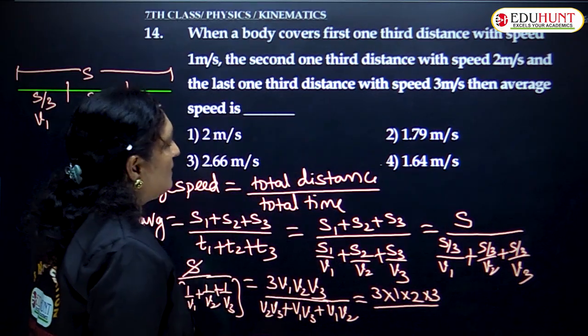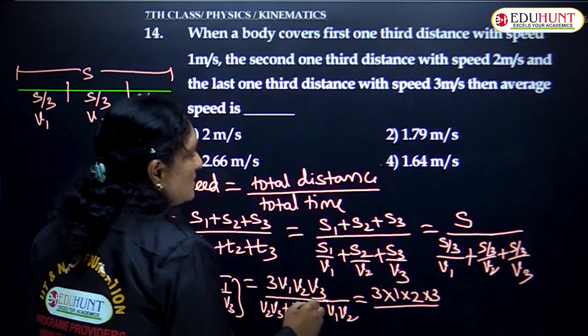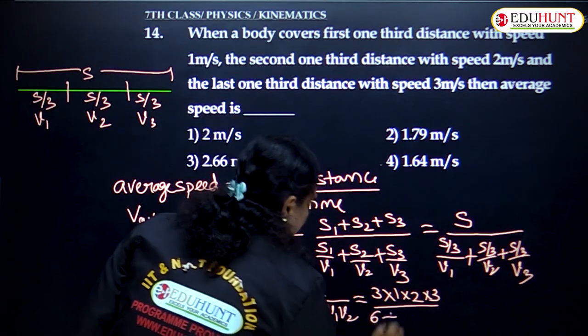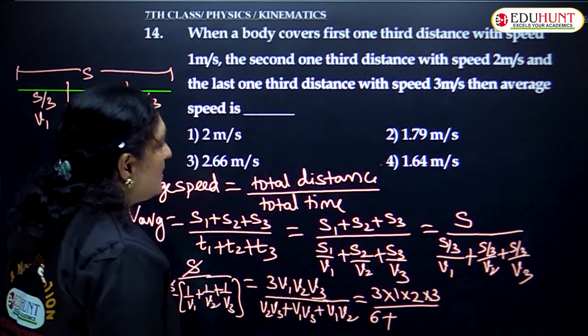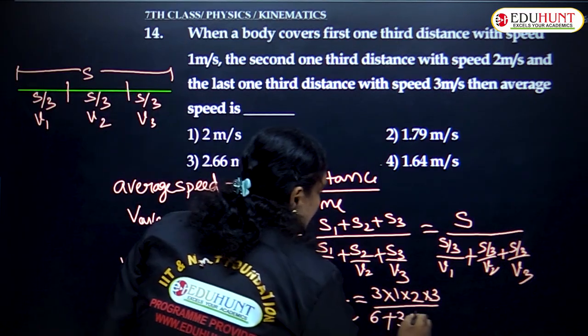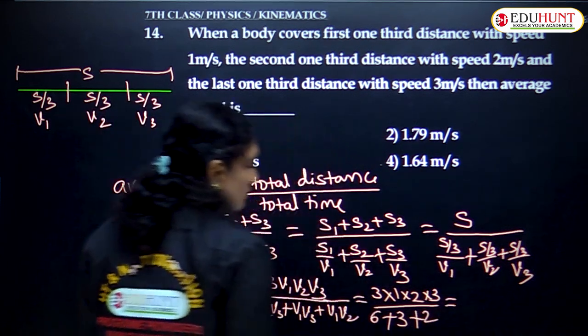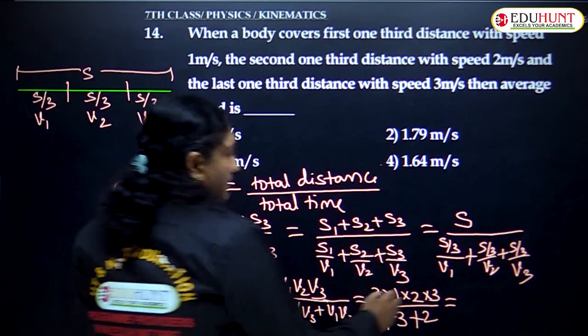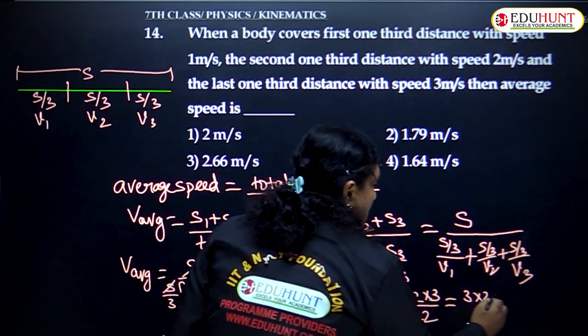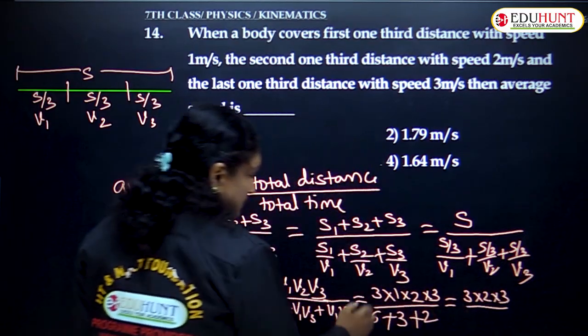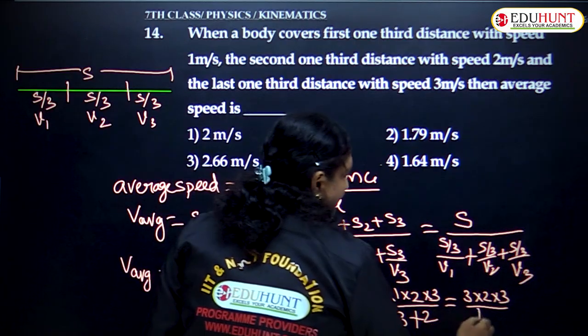V2 into V3. V2 is 2, V3 is 3. 2, 3 is 6. Plus V1, V3. 1 into 3 is 3. Plus V1, V2. 1 into 2 is 2. So here it will be 3 into 2 into 3 upon 9 plus 2 is 11.